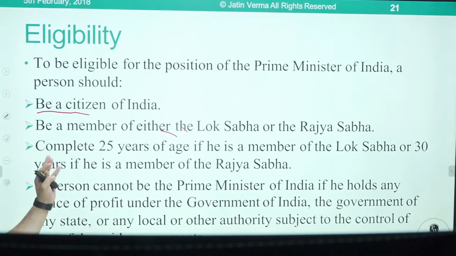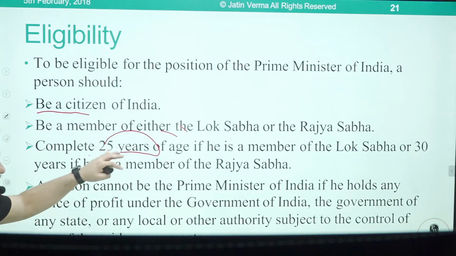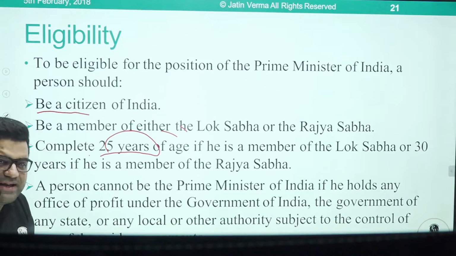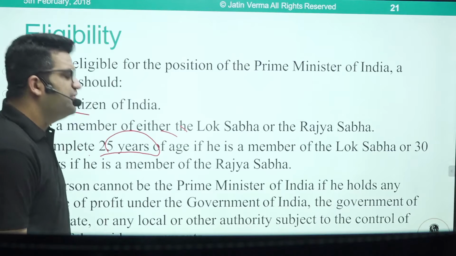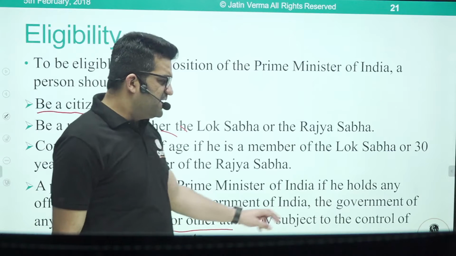He or she should have completed 25 years of age if he is a member of Lok Sabha, or 30 years of age if a member of Rajya Sabha, because for being elected as a member of Rajya Sabha, a person's age should be a minimum of 30 years. Okay, so anybody who wants to become the prime minister should not be holding any office of profit under the government of India, or government of any state, or government of any authority.